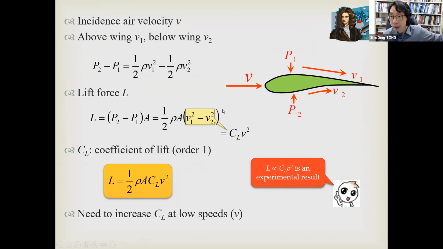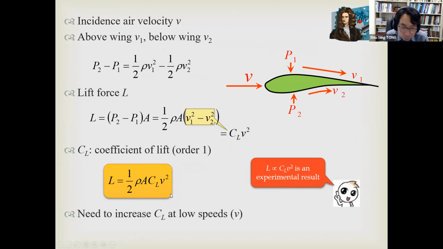So V1 squared minus V2 squared is equal to CL V squared, where V is the incoming airspeed. That is the airspeed when the air is very far away from the wing. And the constant CL is called the coefficient of lift. It's actually not a constant. It depends on the shape of the wings, and it also depends on the angle of tilt of the wing. I will discuss it later. And with this definition, I can write the lift force as 1/2 rho A CL V squared.